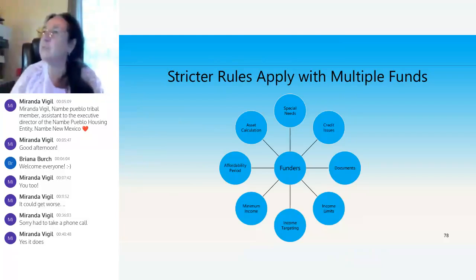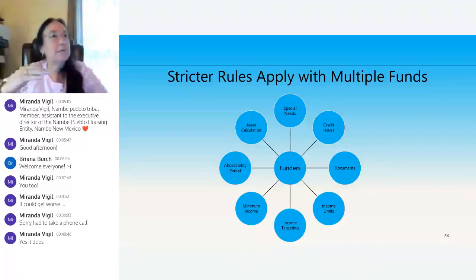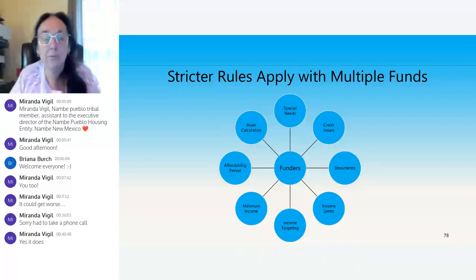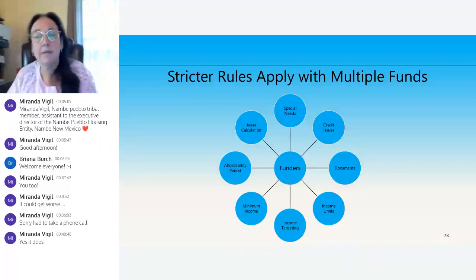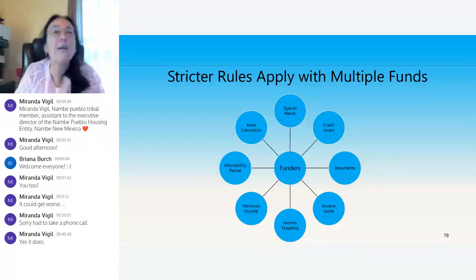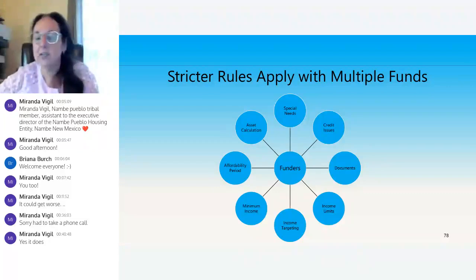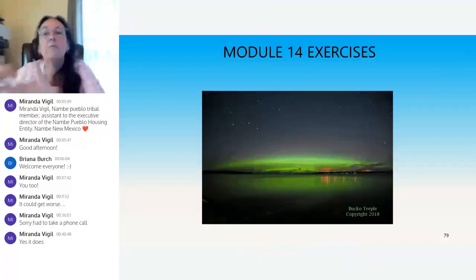If you utilize money from a lot of different places, which is great if you can get it, there's going to be stricter rules depending on where you get it from, and then you have to layer in those requirements. The bottom line rule is always use the strictest requirements you have to cover yourself, but also consider special needs of your funders, credit issues, documents, income limits of different programs. Low-income housing tax credits has a different income limit than a NAHASDA unit. Everything's different. You know, income targeting, minimum incomes, affordability periods, asset calculations. There's all sorts of different components that come in there.